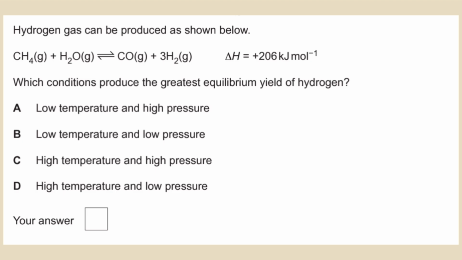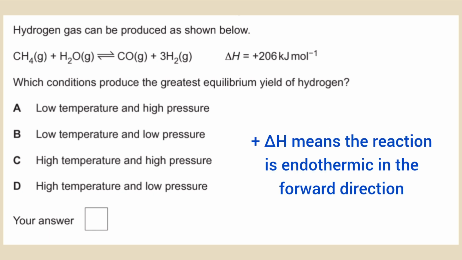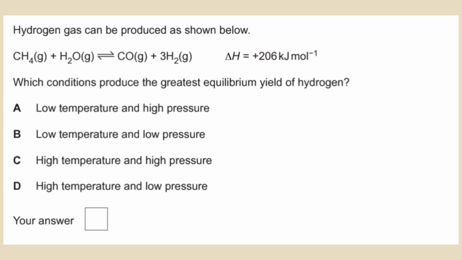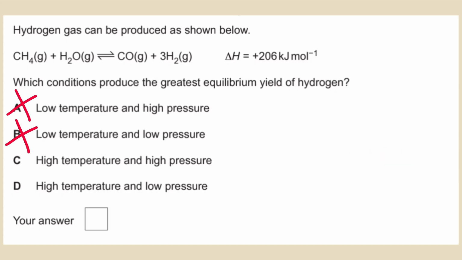Let's finish with one more exam question then. So this question is about applying Le Chatelier's principle, and the question says, hydrogen gas can be produced as shown. Which conditions produce the greatest equilibrium yield of hydrogen? Now, hydrogen is one of the products, so the question's asking us, how can we shift the equilibrium to the right? If we look at the enthalpy change value, we can see it's positive. That's telling us that the reaction is endothermic in the forward direction. In order to shift it in the endothermic direction, in the energy absorbing direction, we need to increase the temperature. So that narrows it down to either C or D as the correct answers.